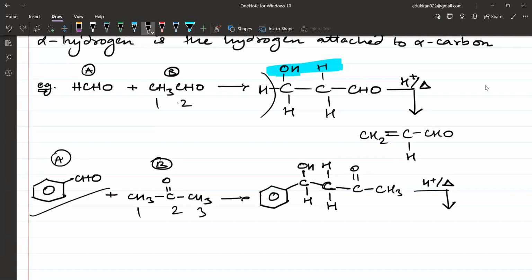Say it. With the benzene ring, then C double bond C attached to the carbon group, and then CH3, hydrogen, and here hydrogen.